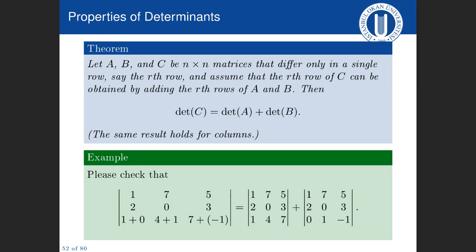I'm going to ask you to check that the following calculation is true. The determinant of the matrix with rows 1, 7, 5, then 2, 0, 3, then 1 plus 0, 4 plus 1, 7 plus minus 1, is the same as the sum of these two determinants. Note that all three matrices have the same row 1 and have the same row 2. And if we do row 3 plus row 3, we get row 3 on the left. This is the only special case when we can add determinants together.